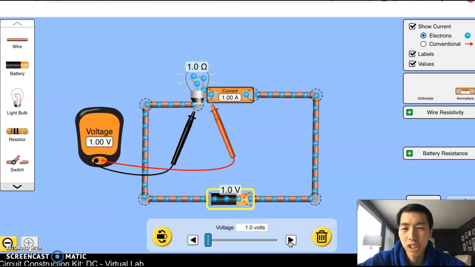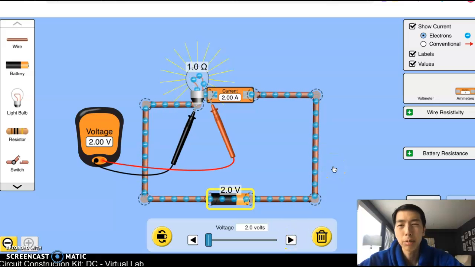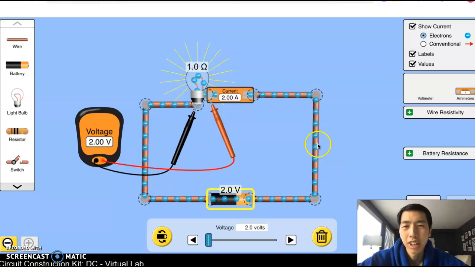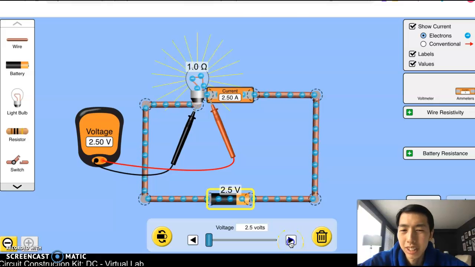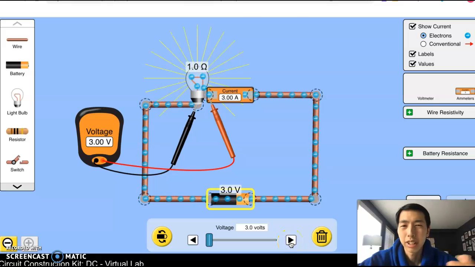So let's see, I'm going to change this to 2 volts. And are the blue dots going twice as fast now that I've doubled the voltage? Well, according to the ammeter, it does. Because now it reads 2 amps, which is double the answer we had before. And then I'll triple it, so I'll put this up to 3 volts. And you'll see that the blue dots go even faster, and the ammeter's reading 3 amps.